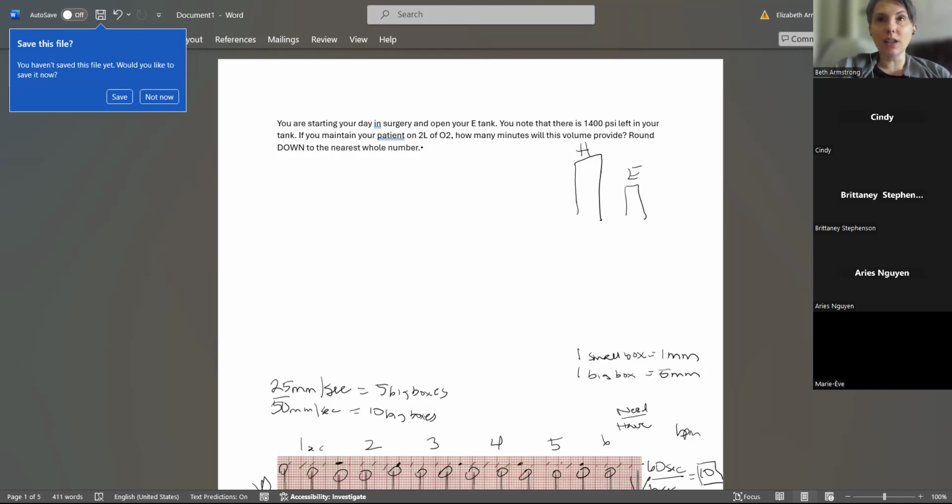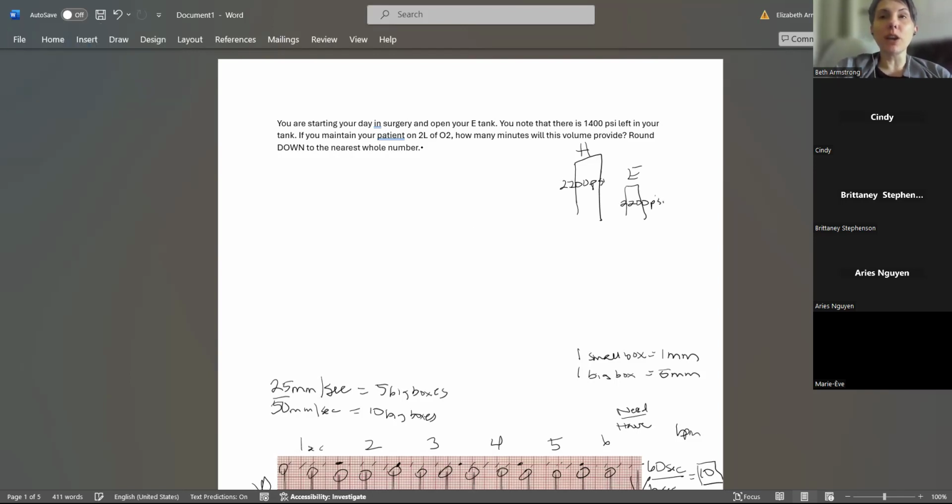In both of these tanks, we have 2,200 PSI in that tank. That means how much pressure of oxygen is in that tank. So it's the same amount of pressure. Now, how many liters of oxygen are in the tank is a little bit different. In the H tank, we have 6,600 liters. And in the E tank, we have 660 liters. Okay, so a little bit different.